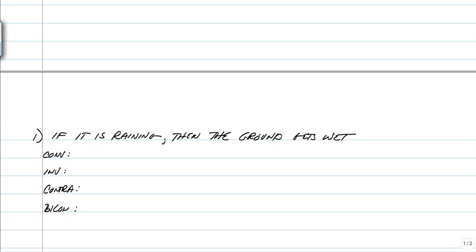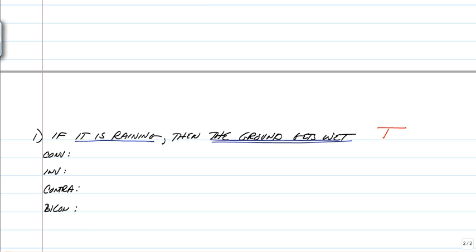The first one we're going to do is the conditional statement: if it is raining, then the ground gets wet. So we have our hypothesis and we have our conclusion. So to write a converse statement, the only thing you have to do is flip your hypothesis and your conclusion. Now, these are not always true. So let's first think about the conditional statement. If it is raining, then the ground gets wet. That's definitely a true statement.